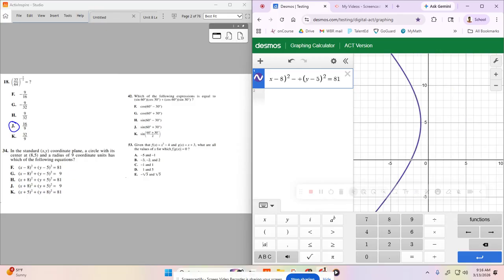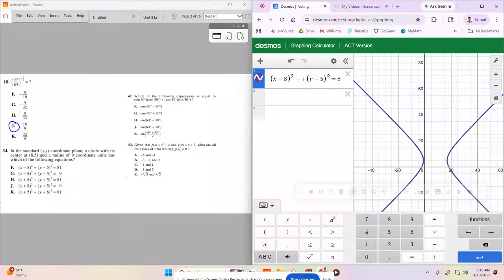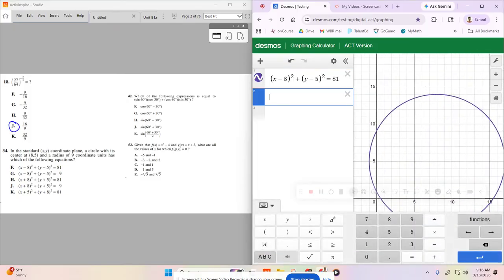All right, so I know that the center should be at 8, 5. Oh my God, undo. Here we go. Did this go all the way to 81? Yeah, it did. Okay, so I know that the center of this circle, first of all, I messed up somewhere because that is not a circle. You can see what I typed. The center of this circle is supposed to be at 8, 5.